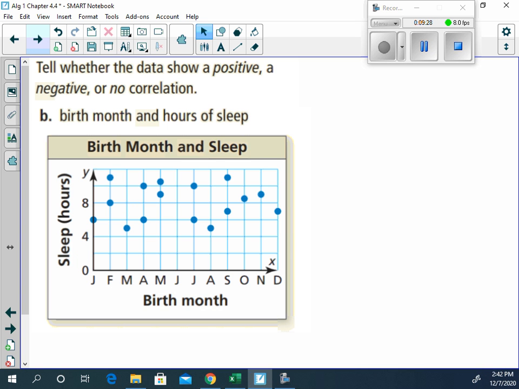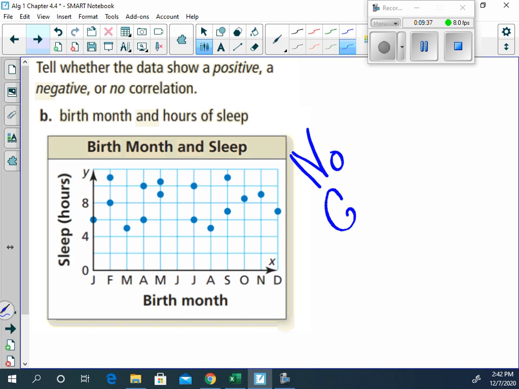Tell whether there's a positive correlation comparing the birth months and sleep. There's no correlation here. There's no real organization to the amount of sleep and the month that you were born.